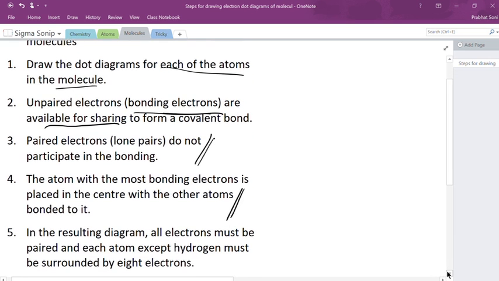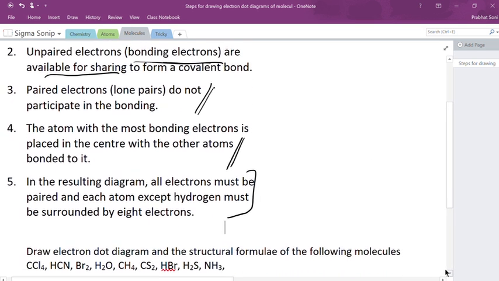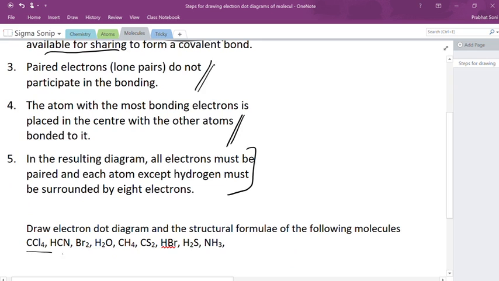And the only thing is that in the resulting diagram, all the electrons must be paired, and each atom except hydrogen must be surrounded by 8 electrons. So let's take one example first. We can start with, say, bromine. We'll take an example of bromine, and then we'll take one more example, H2O, and the others I would suggest that you try on your own.